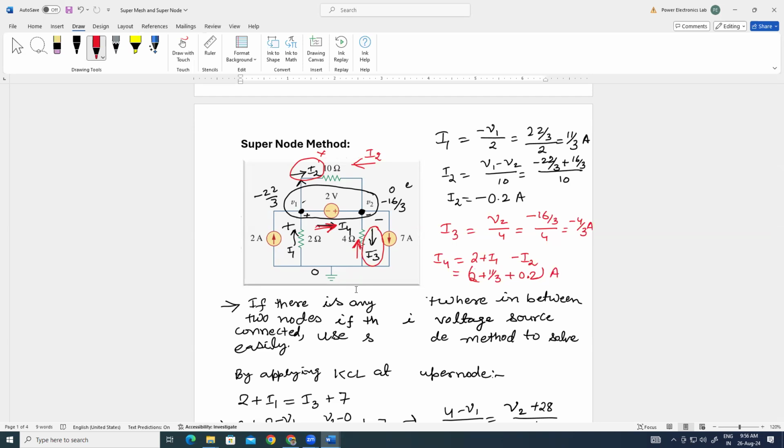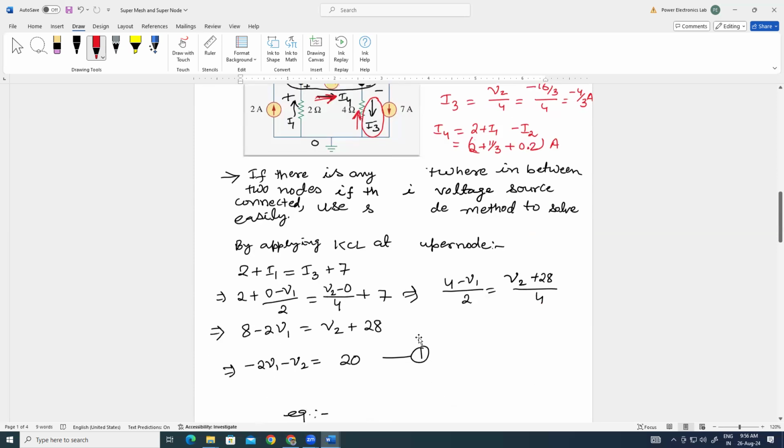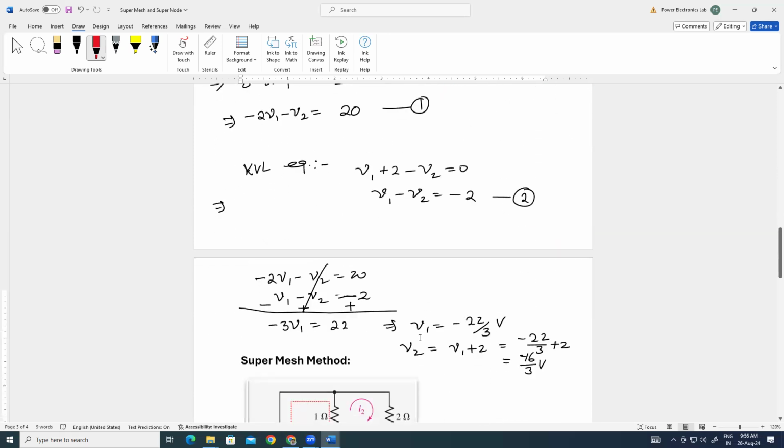Sir, could you please show the last page? Last page, yes, sir, this one.